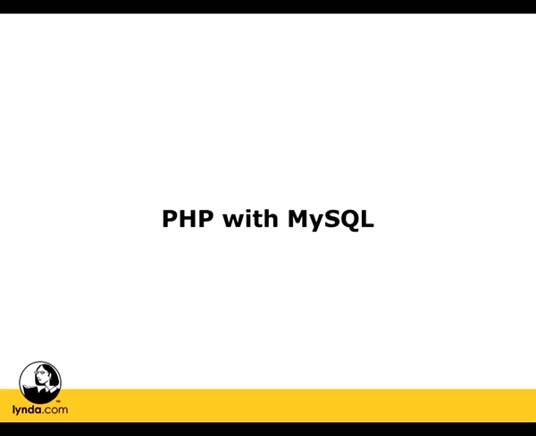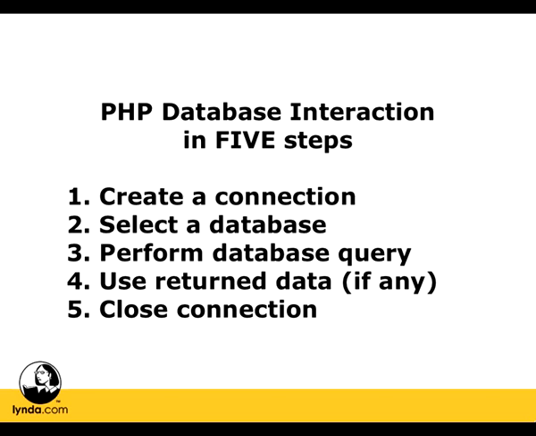Connecting to a database involves 5 steps. Keep this in mind. Every time we interact with the database, there are 5 steps. First, we have to create a connection to the database. Second, we have to select the database that we want to use. Third, we're going to perform our database query, our MySQL statement. And then fourth, we'll use that returned data, if there was any, to do whatever we want to do.